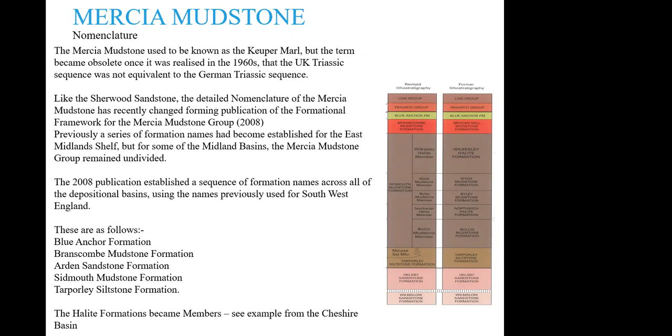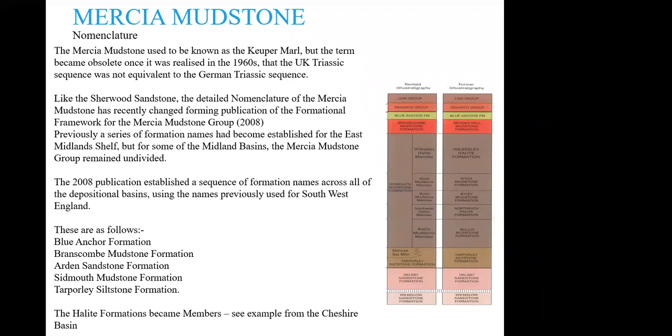Like the Sherwood sandstone, the detailed nomenclature of the Mercia mudstone has recently changed, following publication of the formational framework for the Mercia mudstone group in 2008. Previously, a series of formation names had become established for the East Midland Shelf, but for some of the Midland basins, the Mercia mudstone group remained undivided. However, the 2008 publication established a sequence of formation names across all the depositional basins, using the names previously used for southwest England. And this introduces terms which some of you might be familiar with, some not.